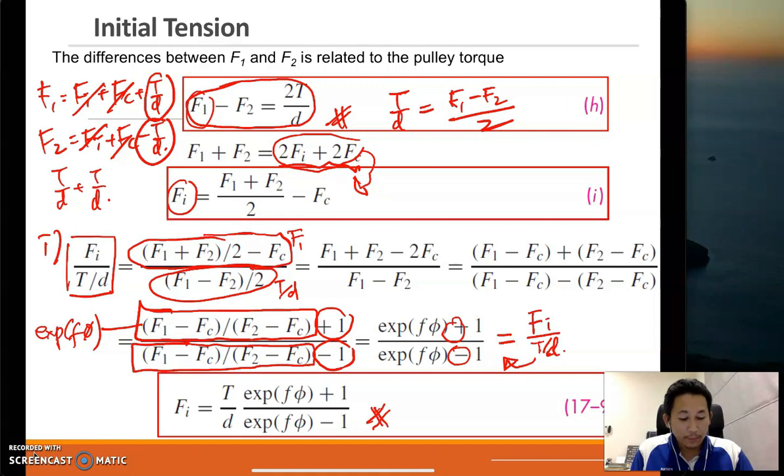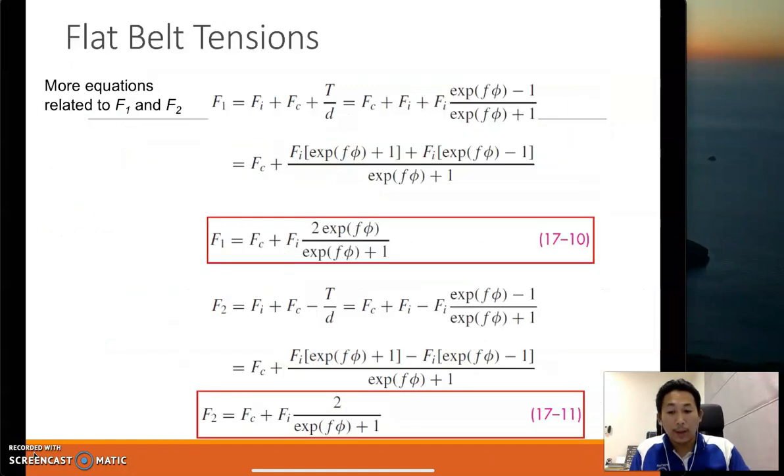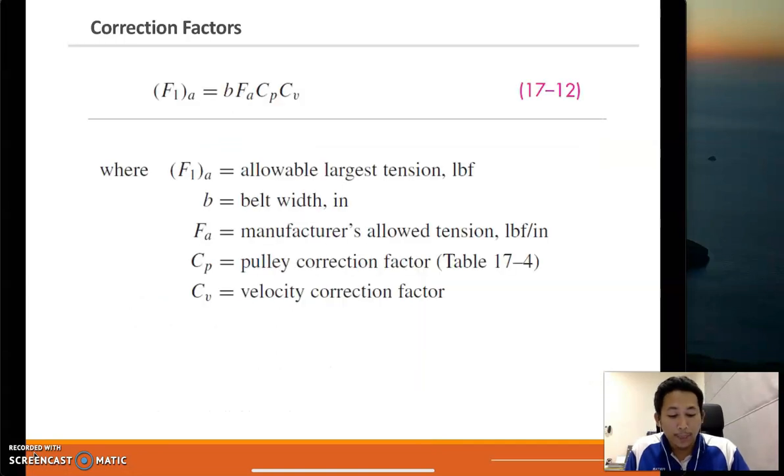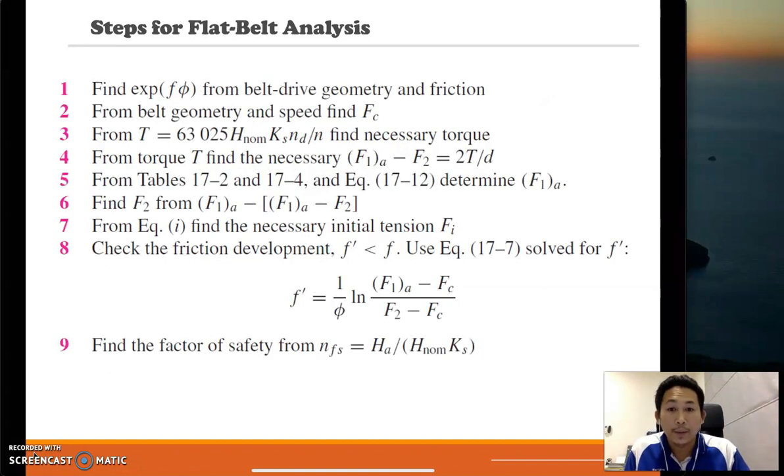Okay, and we can do this one to get our F2. So that is our F2 after we solve the equation. And then we have torque, horsepower H, and also torque. This is the equation for horsepower and also our torque required. Okay, these are the correction factors, and these are the steps for flat belt analysis.